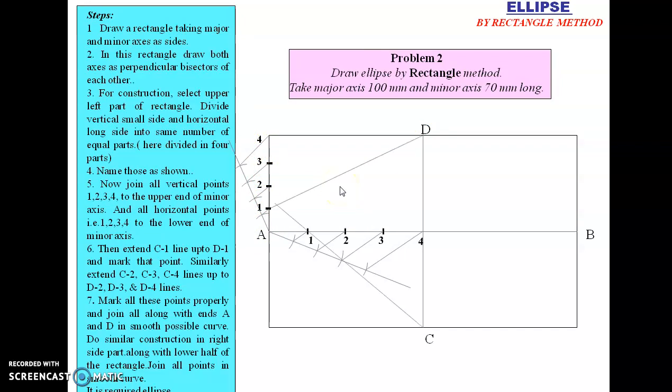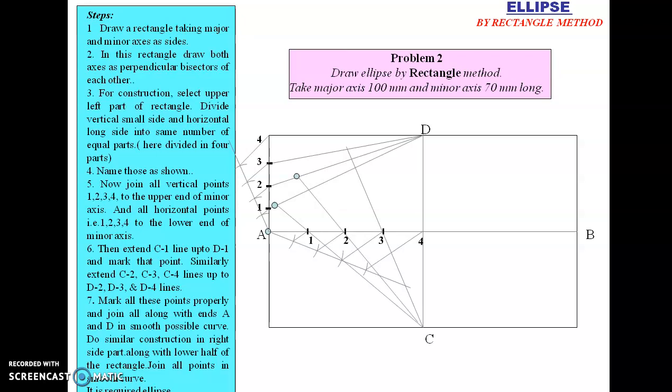Now here you can see I have joined 1 to D and C to 1. Next 2 to D and C to 2. Next step is what? 3 to D and 3 to C, and extend it. Now join C to 1, 2, 3 and extend it till it intersects D1, D2, D3.